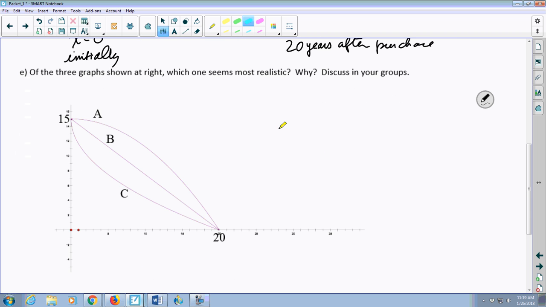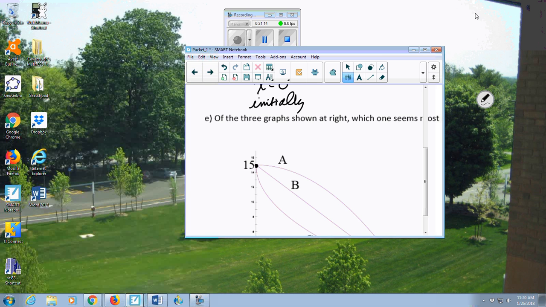Okay, so I want you to discuss in your groups which of these 3 graphs below seems most realistic in terms of modeling a situation of, notice we're starting here at 15,000 initially is what the car's worth, and then after 20 years it's worthless. So discuss in your groups, number 1, what the meaning of each of these graphs are, A, B, and C. What does A, B, and C tell us is happening to the value of the car over time, and which do you think is most realistic? So I'll give you a few minutes to discuss that at your groups.